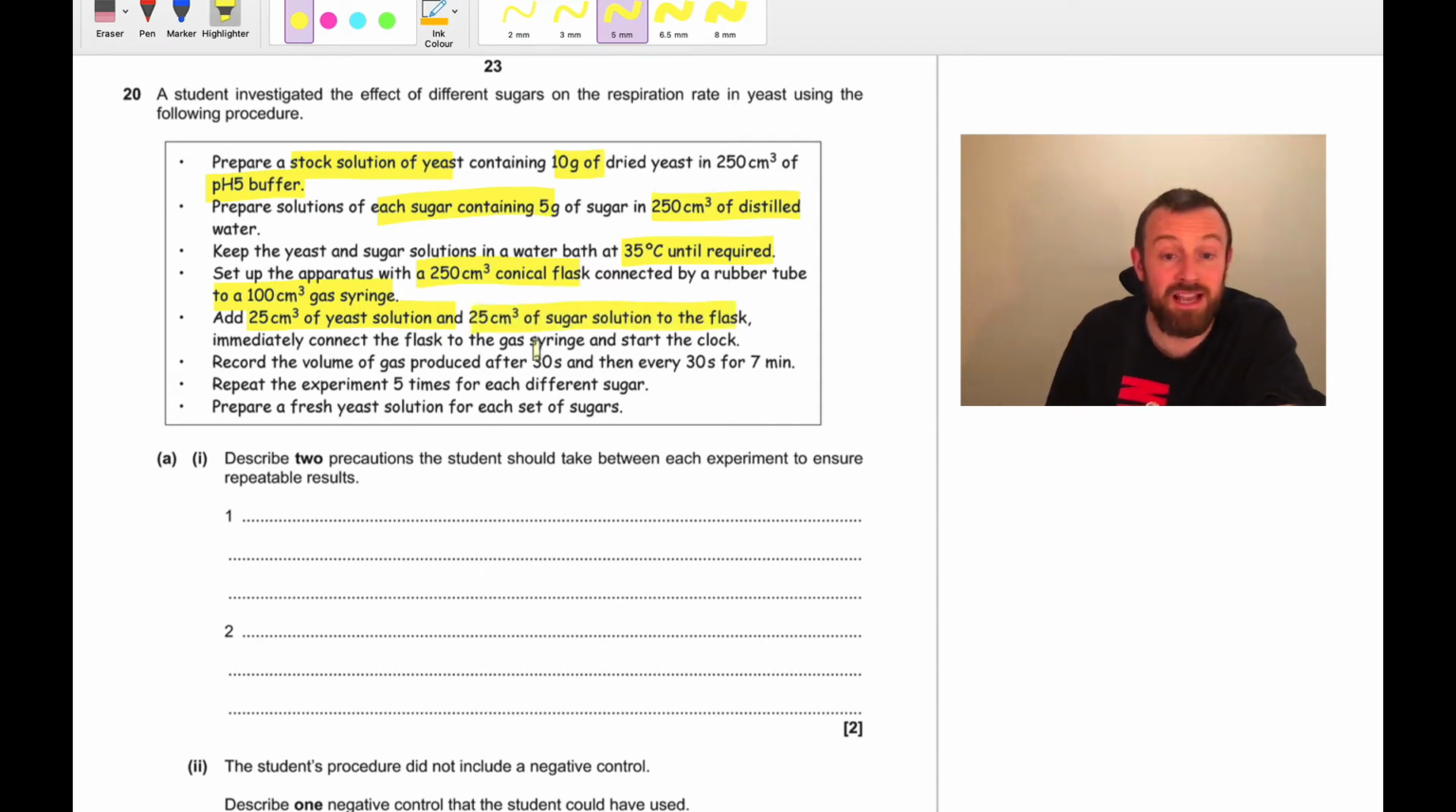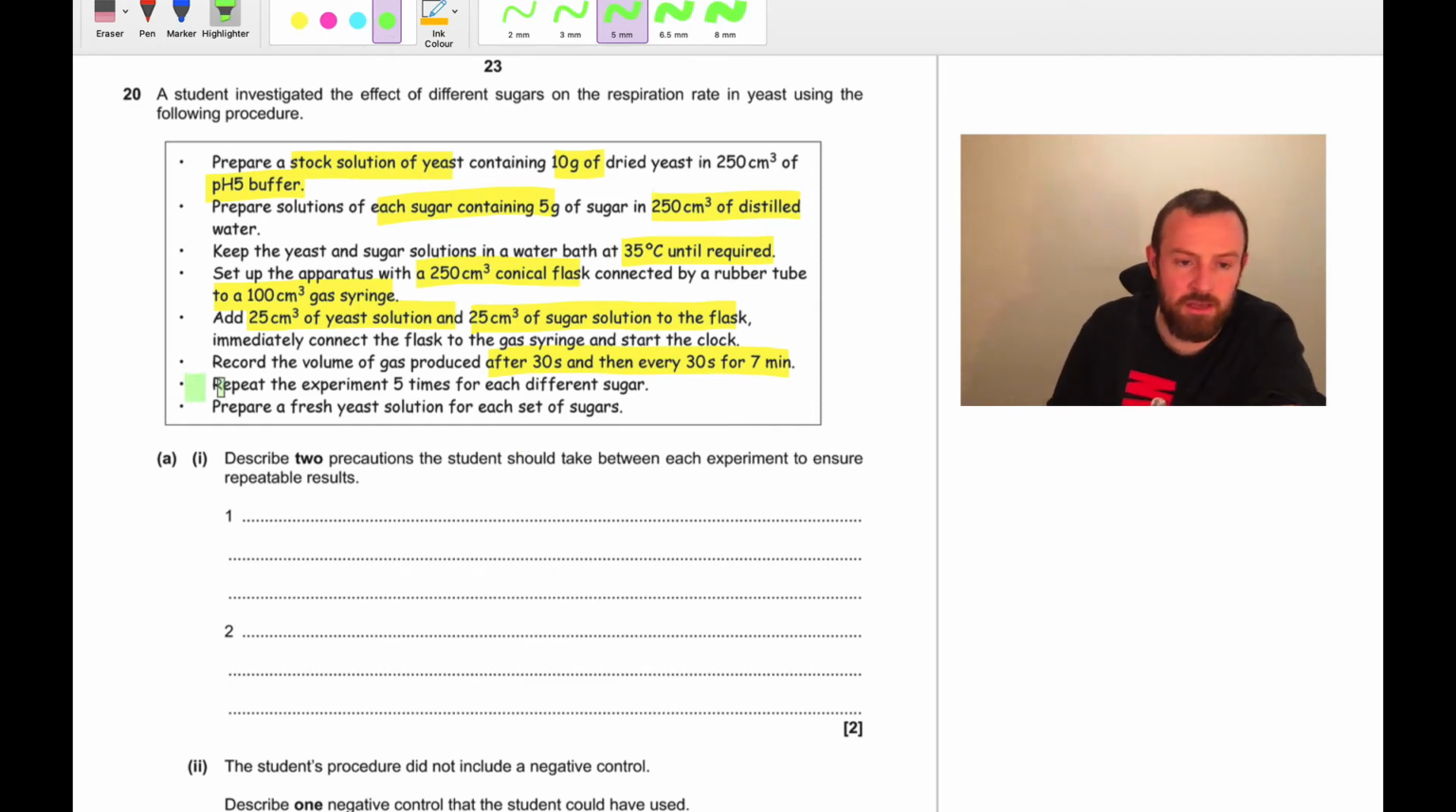Immediately connect the flask to the gas syringe and start the clock. Record the volume of gas produced after 30 seconds and then every 30 seconds for 7 minutes. So timing for 7 minutes. Repeat the experiment 5 times for each different sugar. Prepare a fresh yeast solution for each set of sugars.